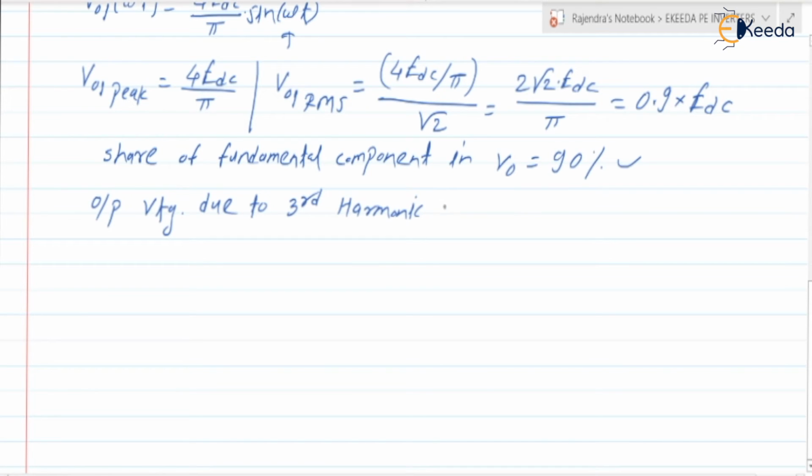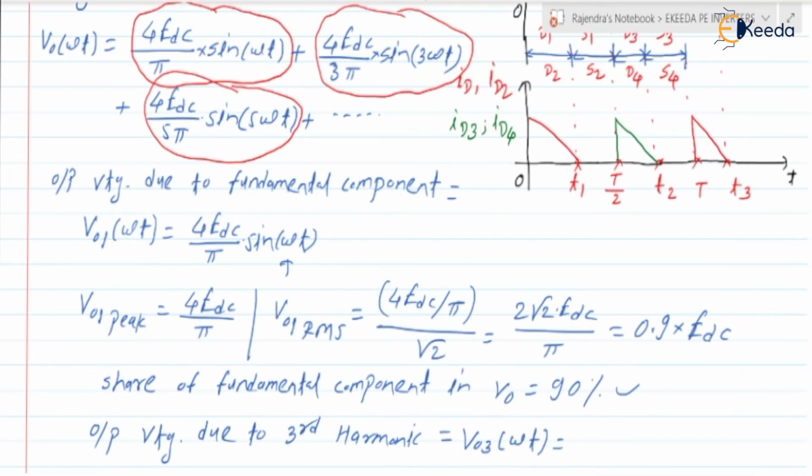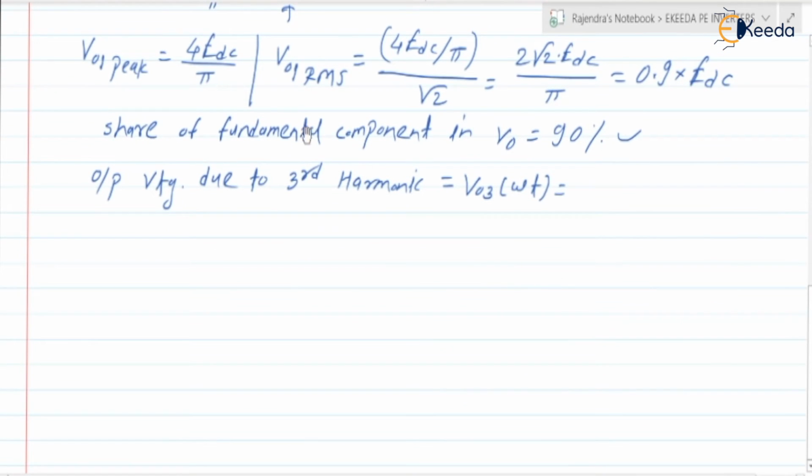We can write it as V03(ωt), which is equal to 4 EDC by 3π into sin(3ωt). If you check, the frequency of the third harmonic component is 3 times the frequency of the output voltage. So as the order of harmonic increases, its frequency increases.